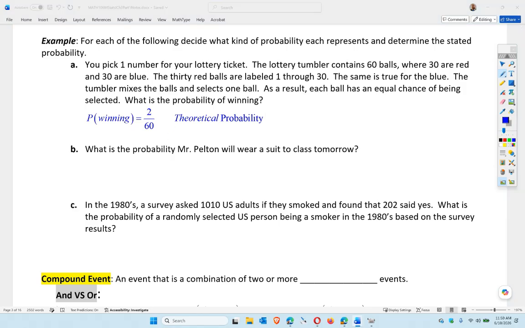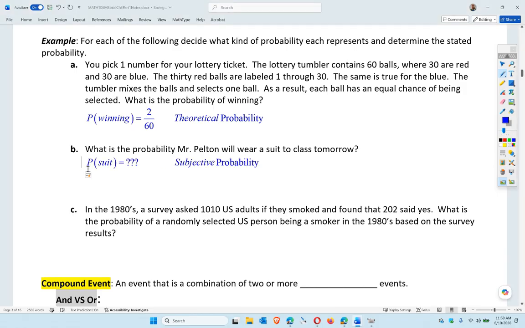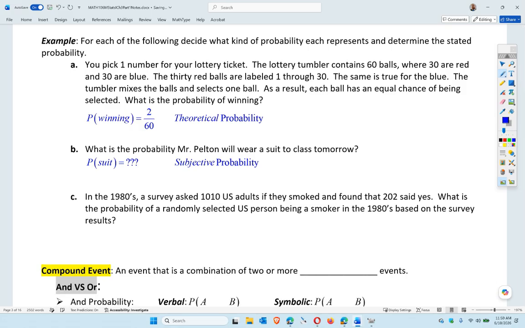What's the probability I'm going to wear a suit tomorrow? Well, that's opinion, isn't it? There's no way I can calculate that, really. So I'm just using an opinion as to what I believe that answer will be.